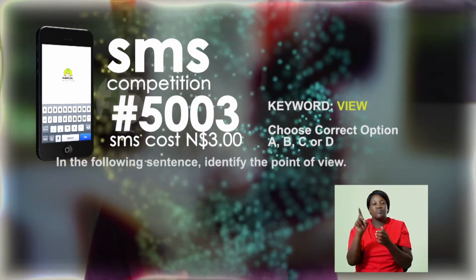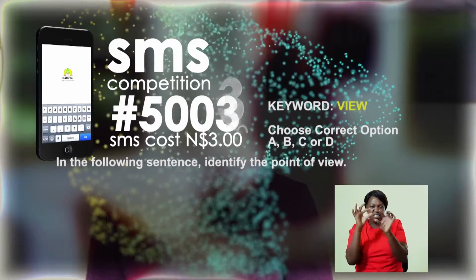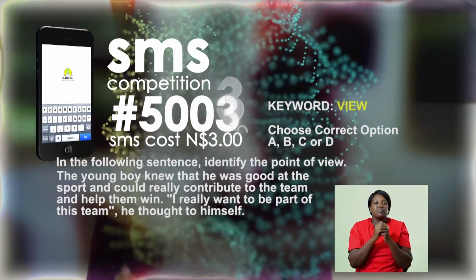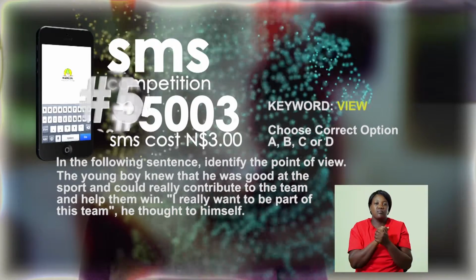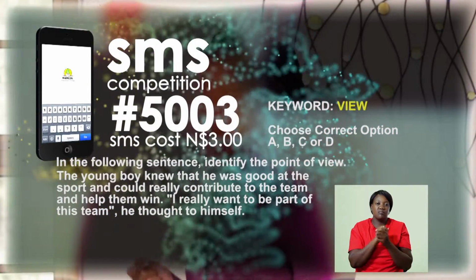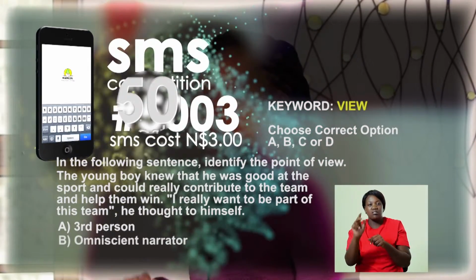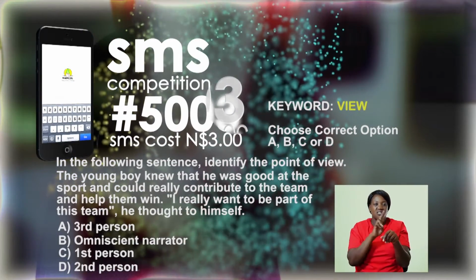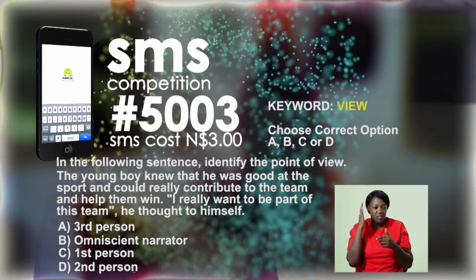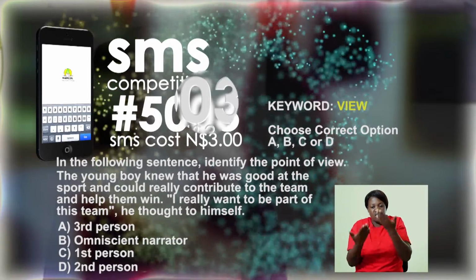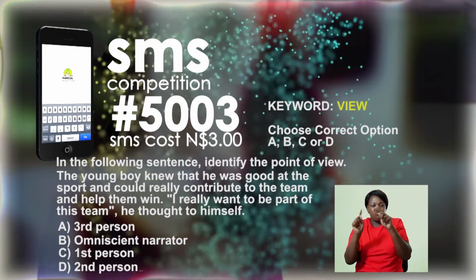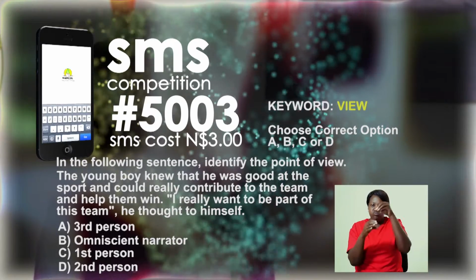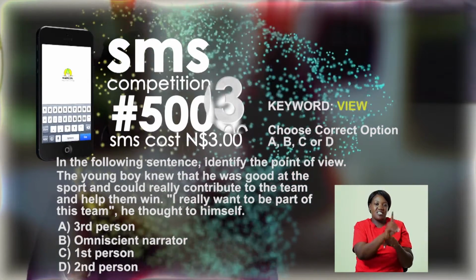Here is the question. In the following sentence, identify the point of view. The young boy knew that he was good at the sport and could really contribute to the team and help them win. I really want to be part of this team, he thought to himself. Is it A, third person, B, the omniscient narrator, C, first person, or D, second person? Here's the question again. The boy knew that he was good at the sport and could really contribute to the team and help them win. I really want to be part of this team, he thought to himself. Is it A, third person, B, the omniscient narrator, C, first person, or D, second person?